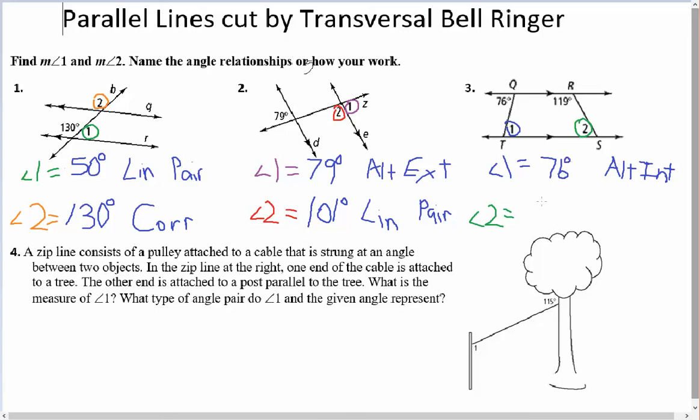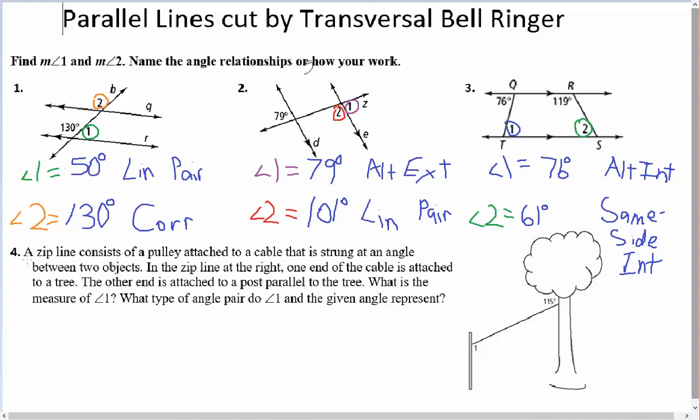And finally, we move over to angle 2. Well, this time the two angles are on the same side of the transversal while being inside. So that's going to be same side, and since they're both inside, same side interior. And same side interior are supplementary angles, which means it adds up to 180 degrees. So 180 minus 119 should give us 61 degrees for angle 2.